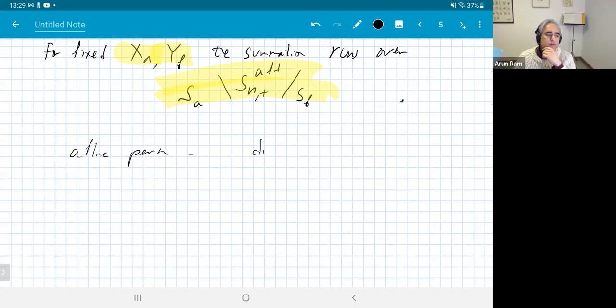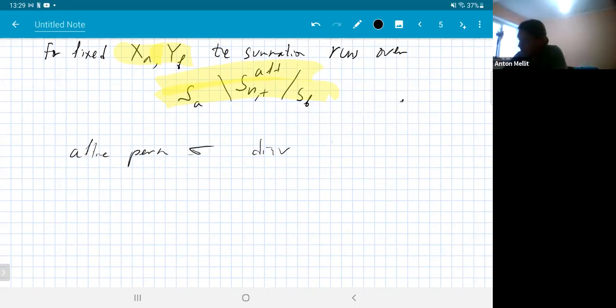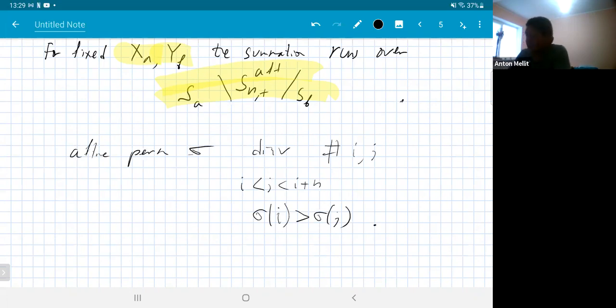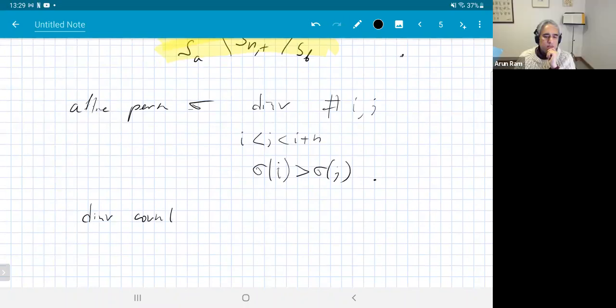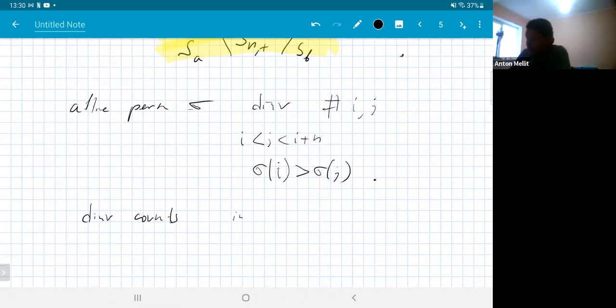then this DINF of sigma, DINF is the number of i and j such that j is between i and i plus n, and sigma of i is greater than sigma of j. So the next thing is that DINF counts somehow inversions in sigma which are not too far.